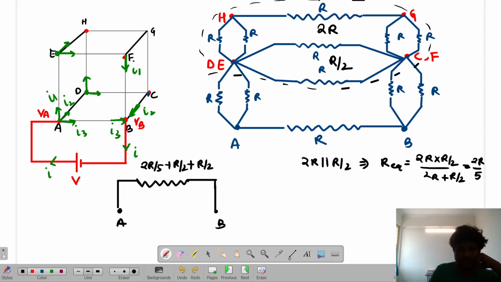And one more connection is between A and B, which is R. So this is how much? 5 to the 10. So this will end up in 7R by 5. 14R by 10, so this is 7R by 5. Are you able to get me or not?